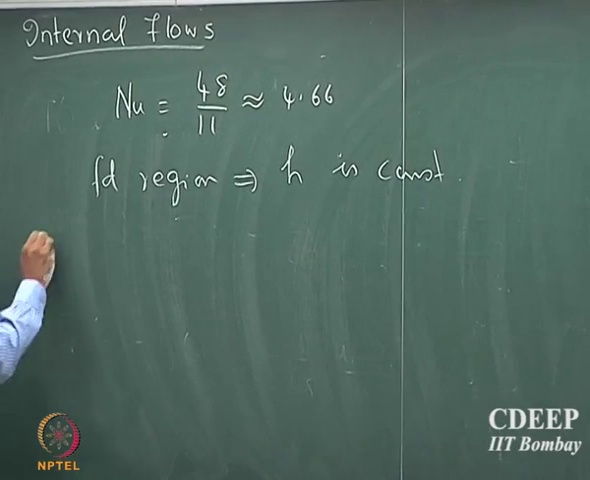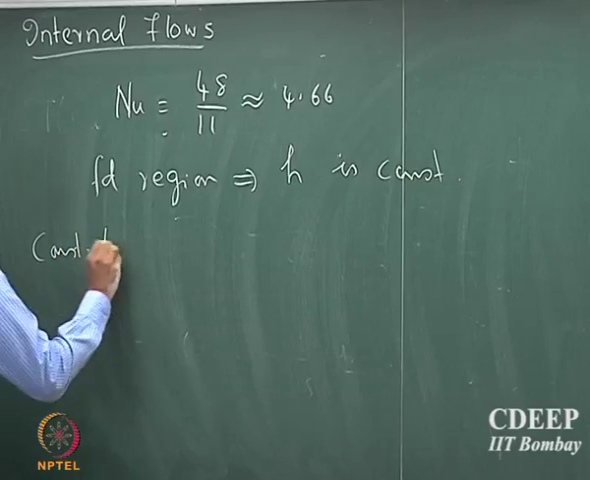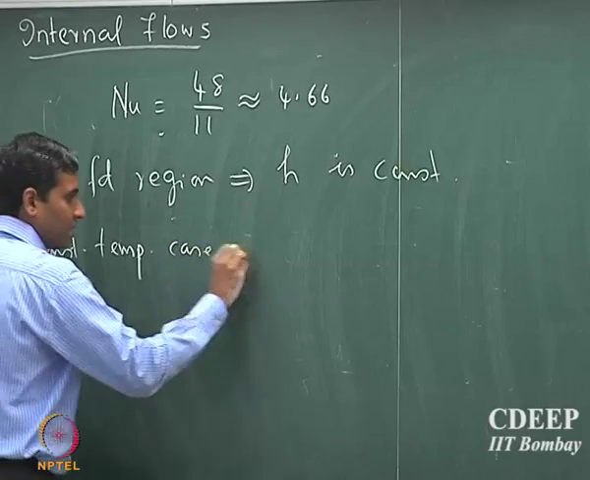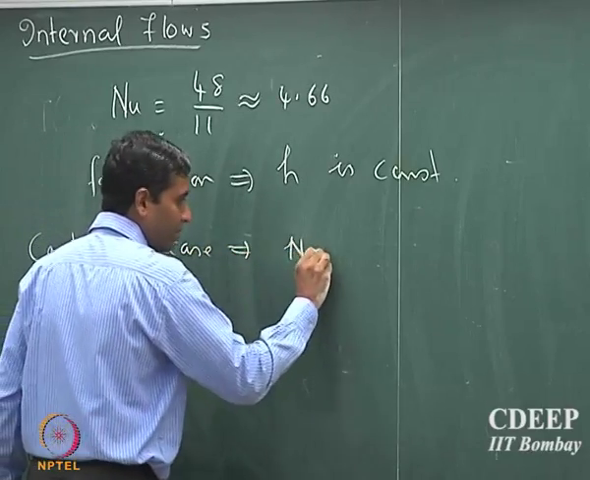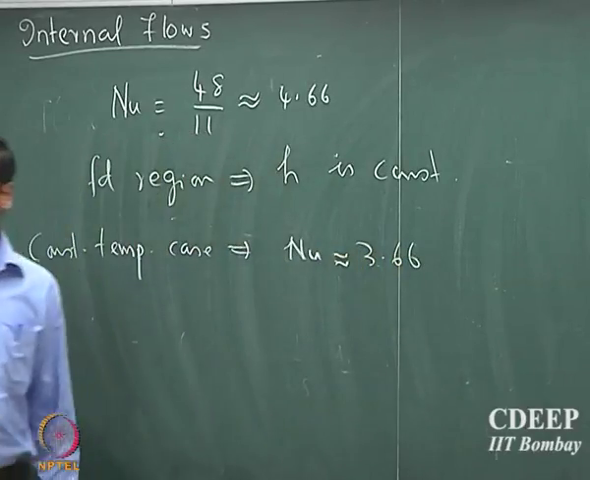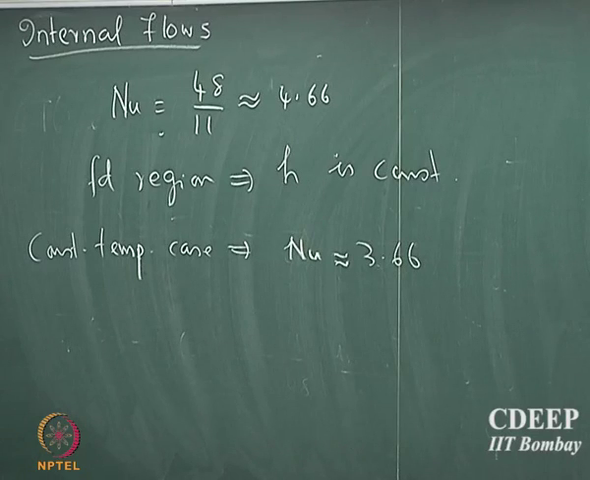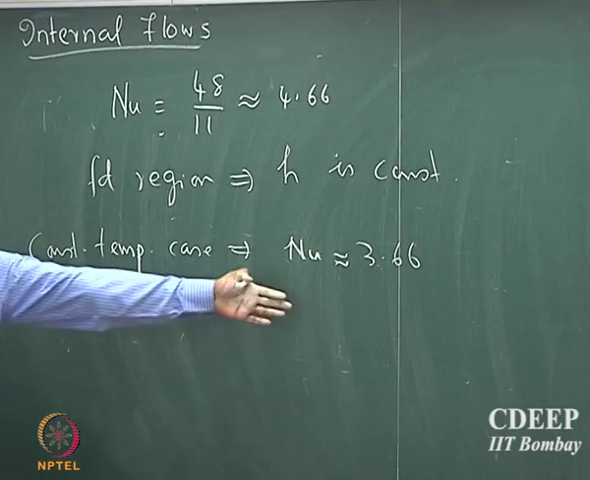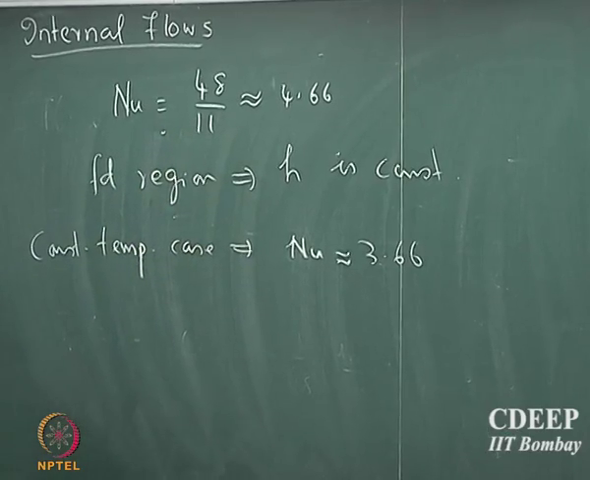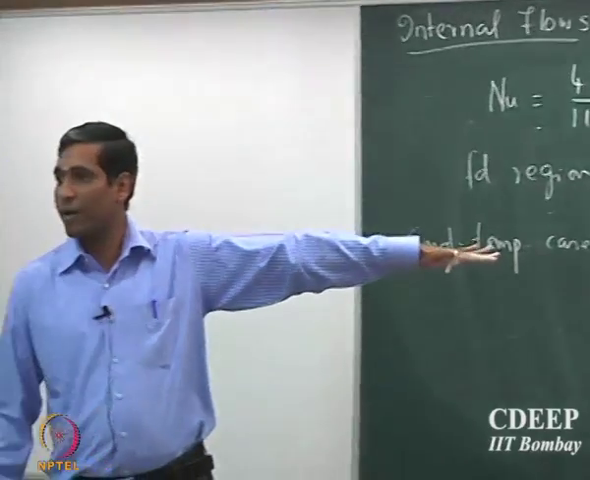And similarly one could do an exercise for the constant temperature case, and one would find that Nusselt number will be about 3.66. The same exercise, you solve the equation, put all the characteristics of the local temperature gradient, and you will find that the Nusselt number is about 3.66. So it's consistent with the properties and the characteristics that we observed without solving the equation.